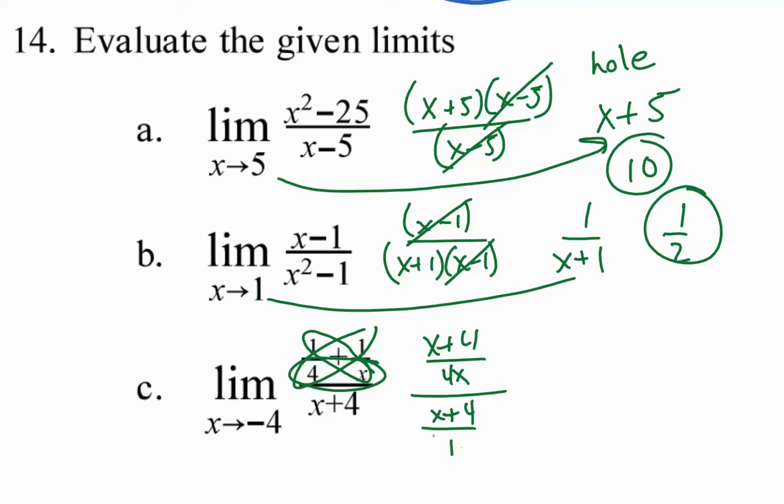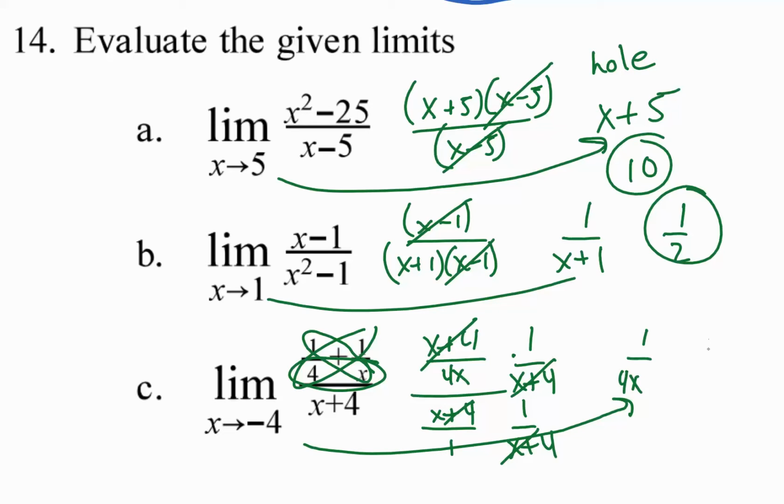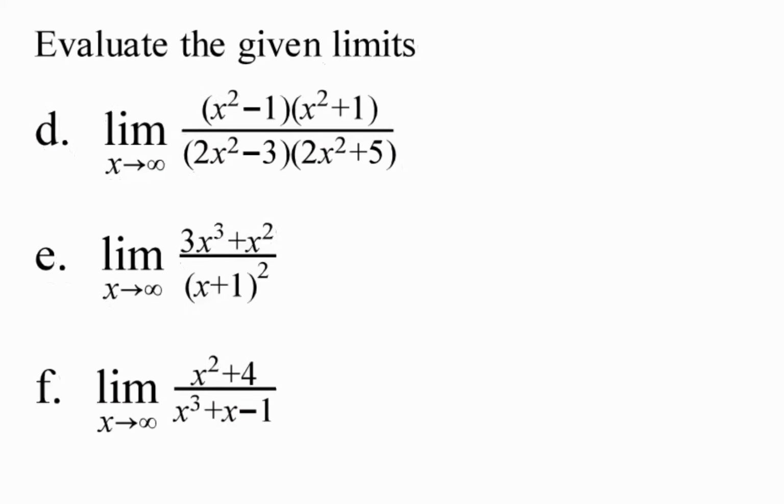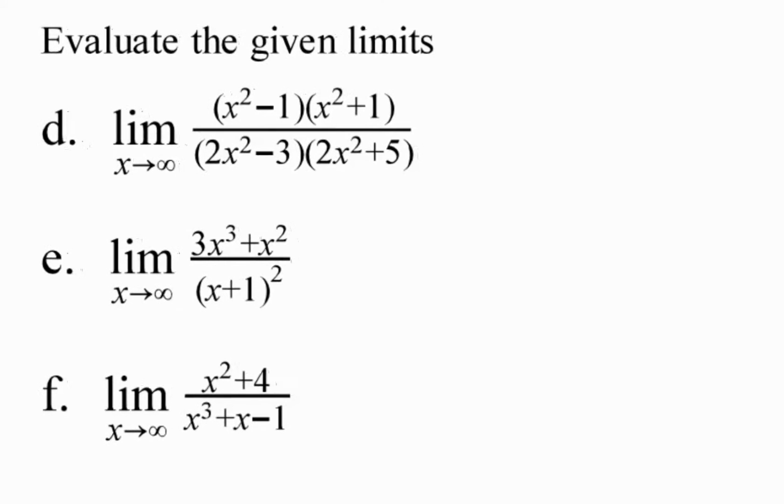Now if I remember that's x plus 4 over 1, and I multiply by 1 over x plus 4, because when I divide by a fraction I can multiply by its reciprocal, those are going to go away, and of course those are going to go away. And I'm going to be left with 1 over 4x. Now I can put the -4 in, and my answer is -1/16.